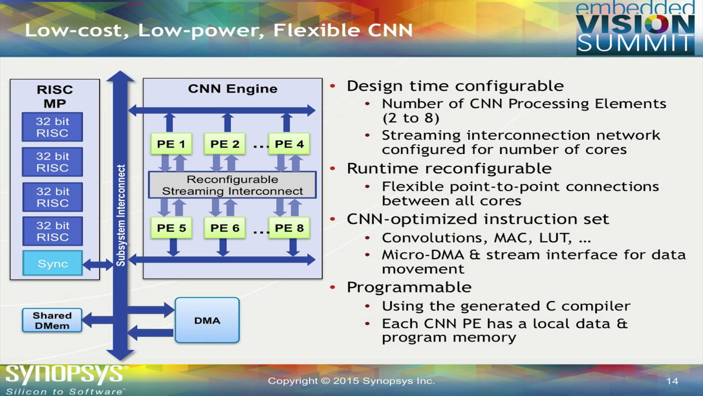These processing elements are programmable units with a C compiler and all that, but they also have a set of optimized instructions that are geared toward implementing CNN graphs efficiently. So optimizations for convolutions, obviously, multiply accumulate, some lookup tables, and also some micro DMA that can run in parallel with the convolution to get the next data while you're processing the current one.